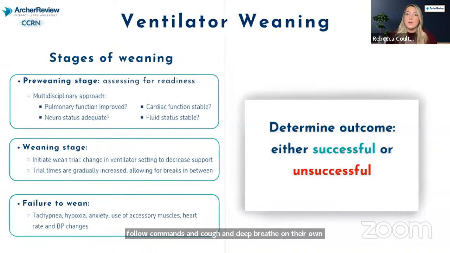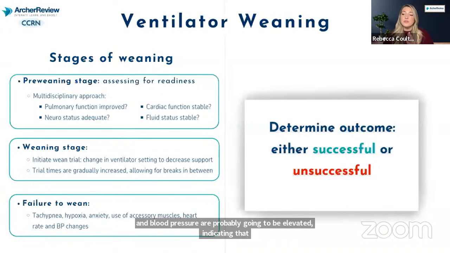Failure to wean is going to be, we switch them over to that lower setting, that decreased support setting, and they get really tachypneic and anxious because they're going back into respiratory distress. They're not able to keep up with their oxygen demands without the assistance they were getting from the ventilator. So we're going to see tachypnea, hypoxia, anxiety, use of accessory muscles, and that heart rate and blood pressure are probably going to be elevated, indicating that anxiety that's present.